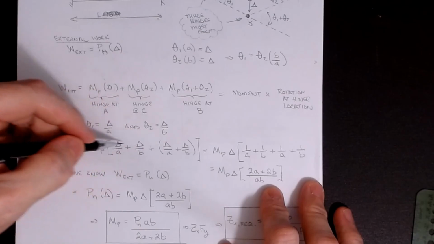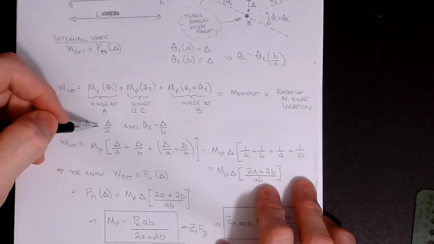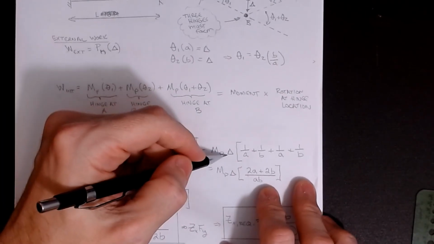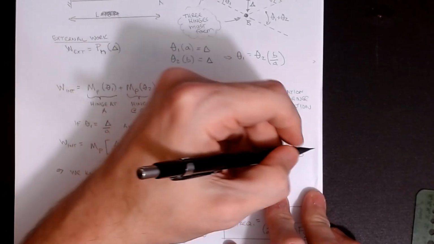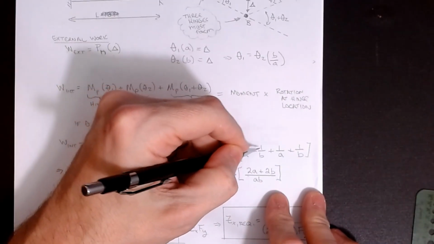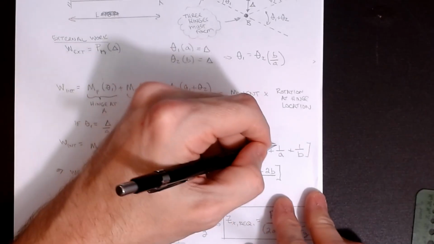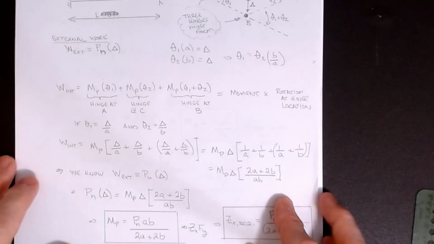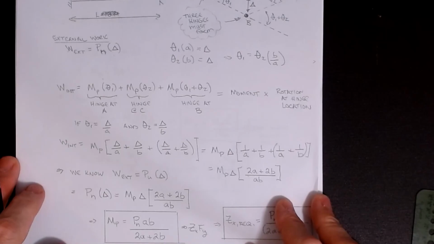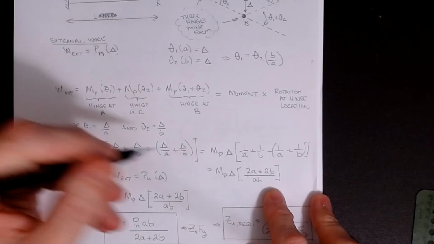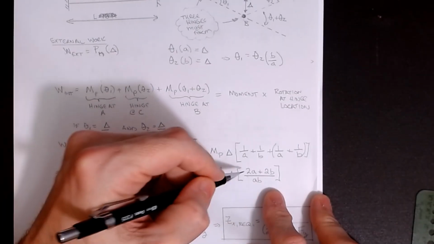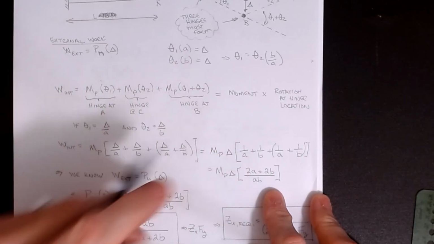If I do the math and substitute, I'm also going to factor out the delta and put it on the outside. I get 1 over A plus 1 over B plus 1 over A plus 1 over B. Again, that second pair was the middle hinge. Then with a little bit of algebra, this internal work is MP times delta times 2A plus 2B over A times B.